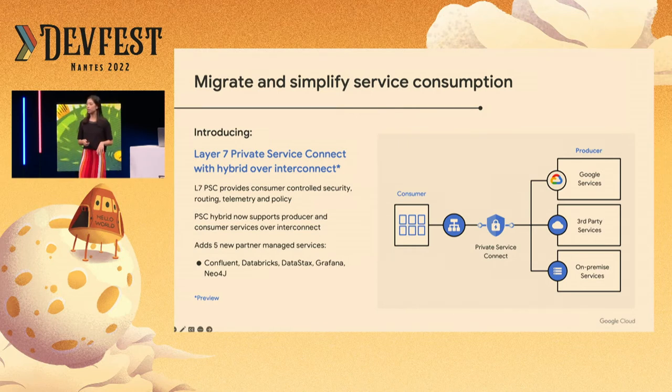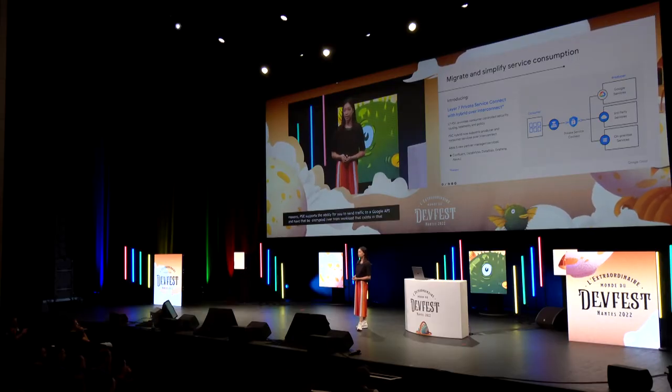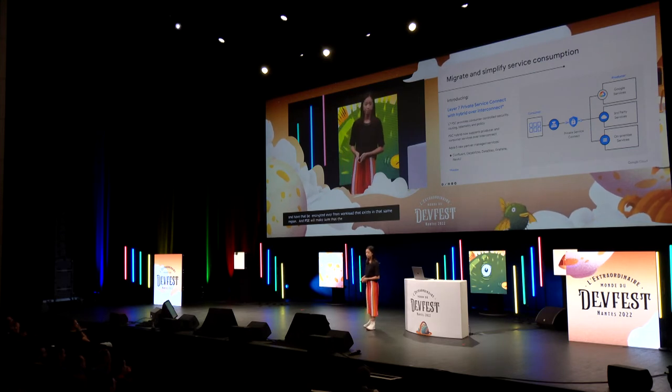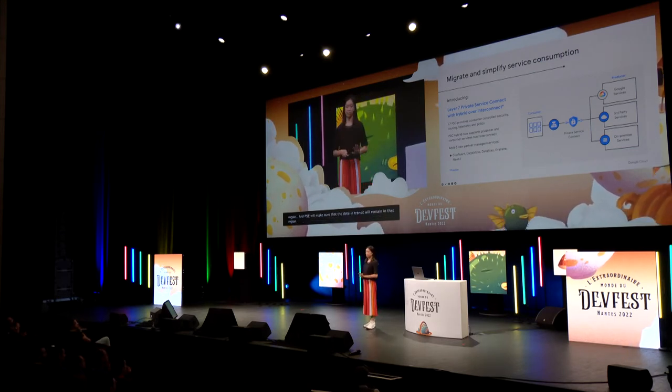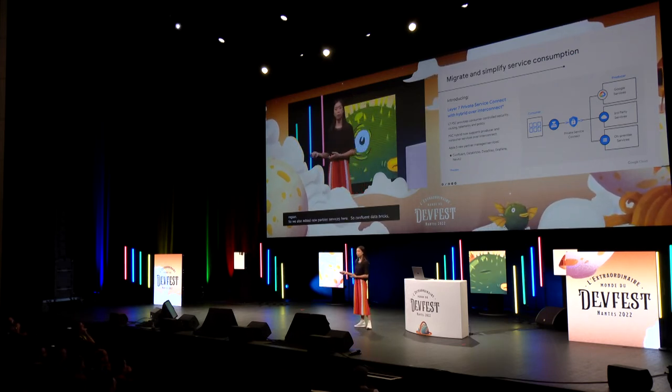One other thing to mention is you can also maintain data residency using PSC. Especially for EU customers who need to maintain traffic within one region for GDPR reasons, PSC supports sending traffic to a Google API, encrypted, from a workload that exists in that same region. And PSC will make sure that the data in transit will remain in that region. We also added new partner managed services here: Confluent, Databricks, DataStax, Grafana, and Neo4j. You might want to connect easily to some of their products, and now this is integrated into PSC.